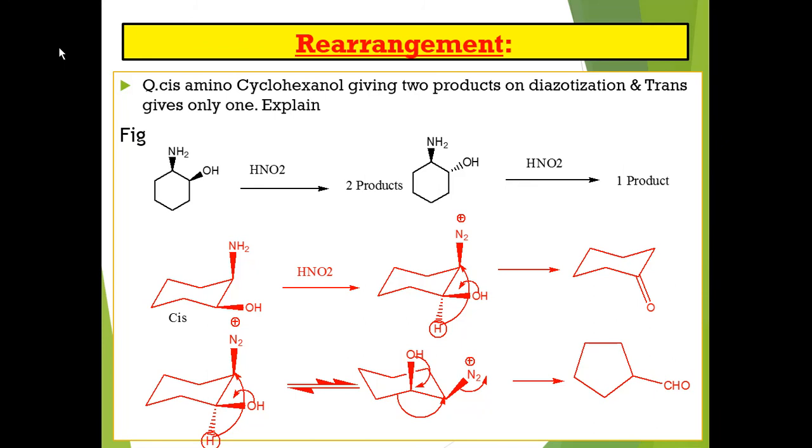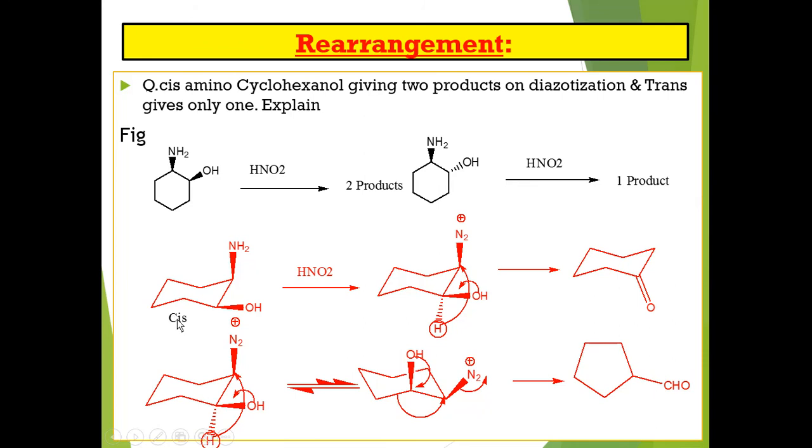Now, rearrangement. See the question: cis amino cyclohexanol gives two products on diazotization, and trans gives only one product. Explain. Cis gives two products on diazotization, while trans gives only one product. What is the reason?